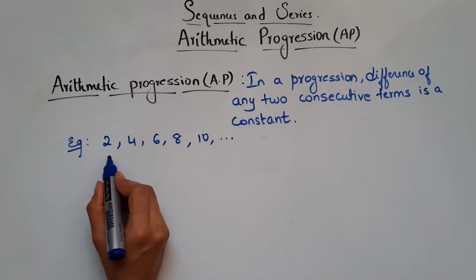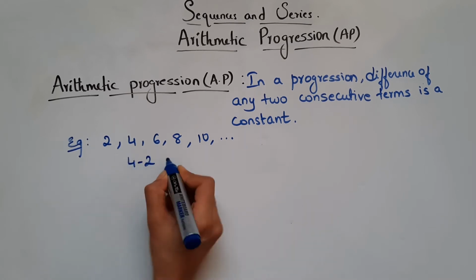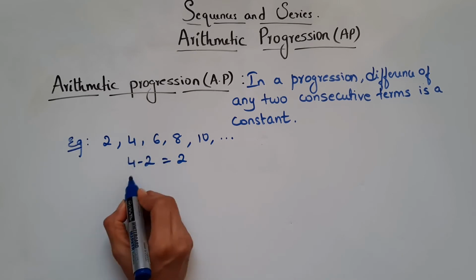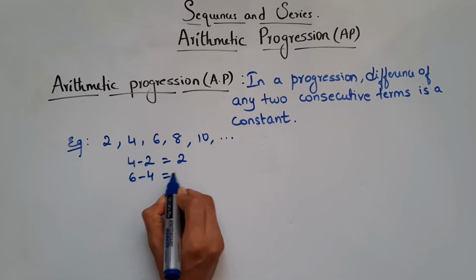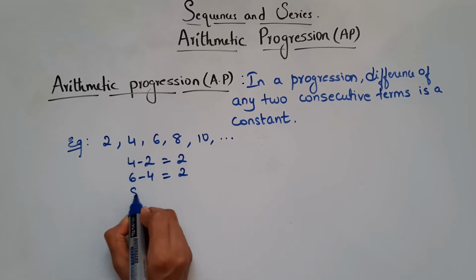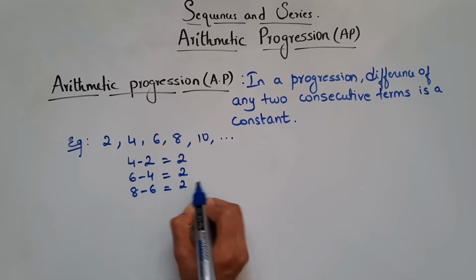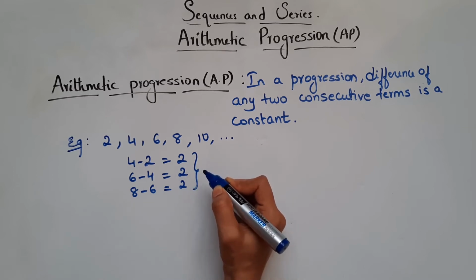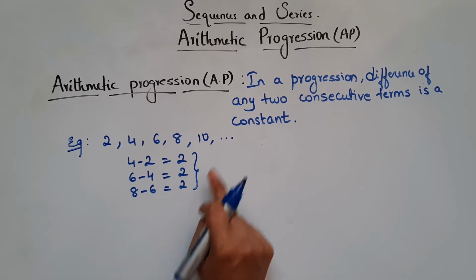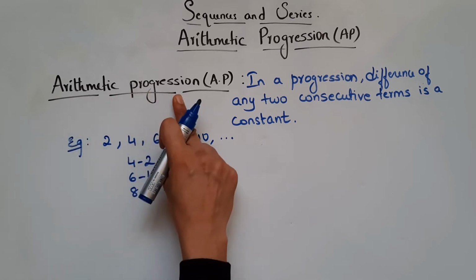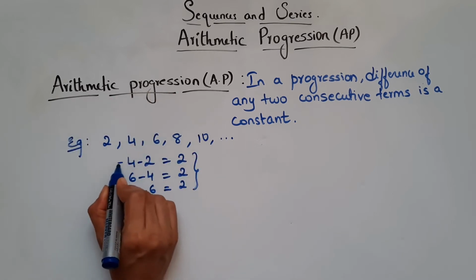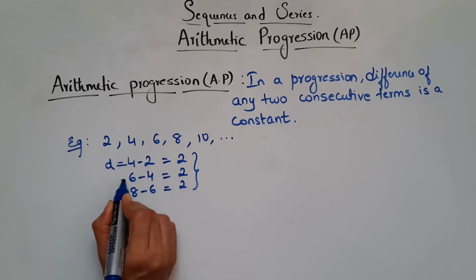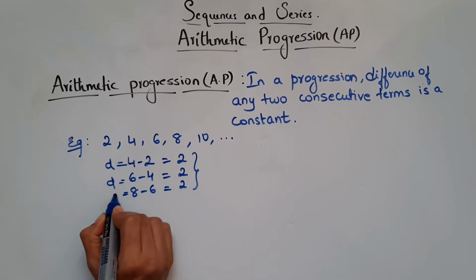Here, 4 minus 2 is equal to 2. Similarly, when we take these two consecutive terms, 6 minus 4 is equal to 2. 8 minus 6 will give you 2. So in all the cases we will get a constant. Such a progression is called an arithmetic progression. Here this difference is called the common difference, which is denoted by D.